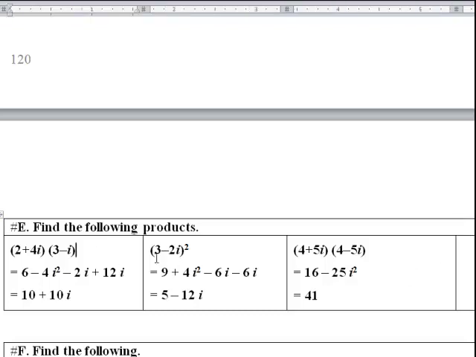Alright, find the following products. So here's where the FOIL method comes in. So 2 times 3 is 6. Then I'm going to do the last, which is plus 4i times negative i. So that comes out to negative 4i squared. And then I do the imaginary parts, the outer and the inner.